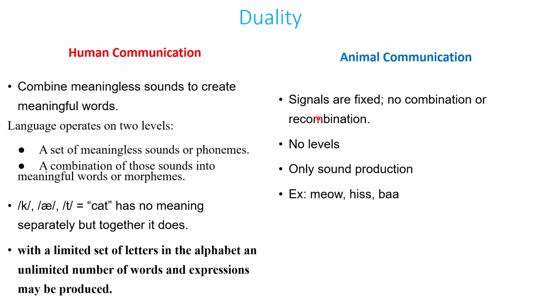Now let's see animal communication. Animal signals are fixed, with no combination. Here we combine sounds to make meaningful words, but in animals there is no combination. Signals are fixed. There are no levels. Humans operate on two levels, two layers, while animals only produce sound: meow, hiss, bark.